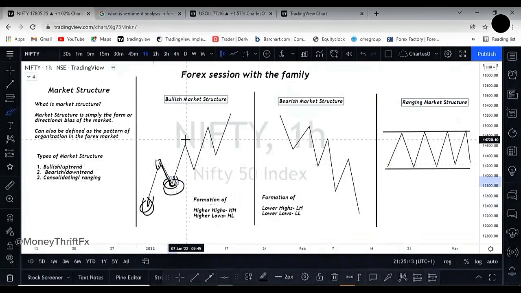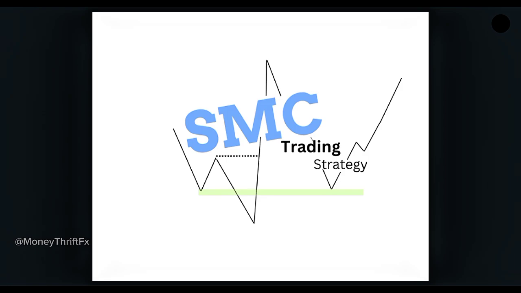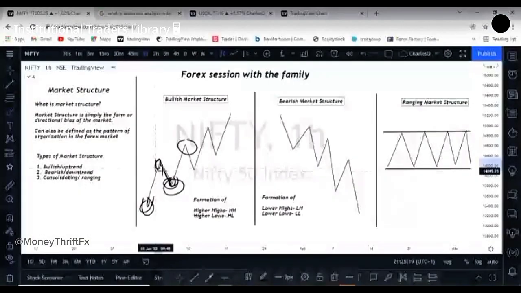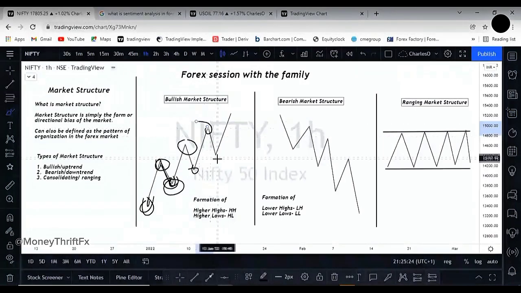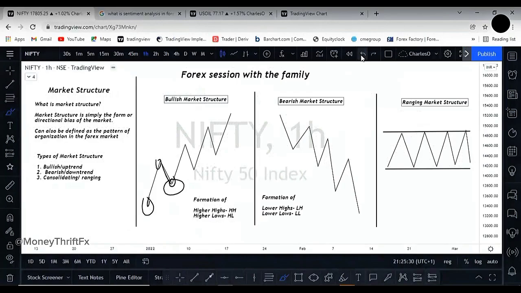And then we can call it a higher high, reason being that this high closed above this particular high. Then we can call this a higher low, and then a higher high. As long as the market is still forming this pattern, the market is going to be bullish. As long as you can identify this pattern, then you can say that the market is bullish. So let me write this here.